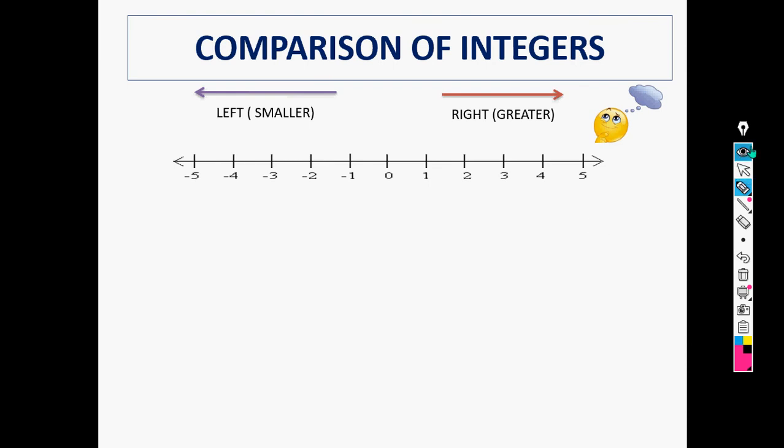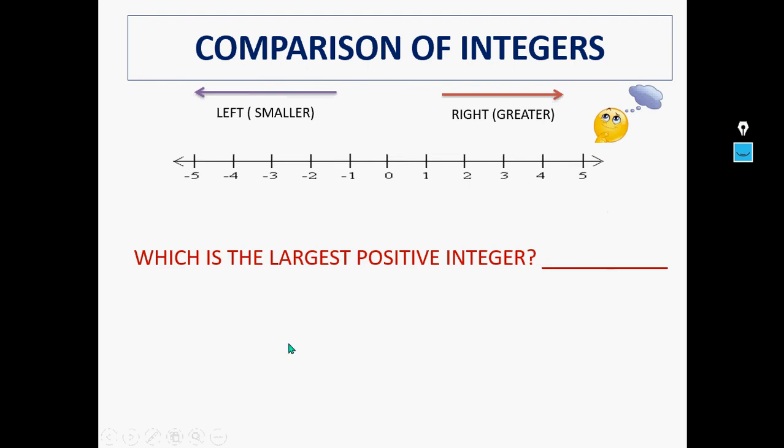Question number 1 is, which is the largest positive integer? Looking at the number line, can you see the number line can be extended to infinite numbers on the right. So any guesses which is the largest positive integer? Yes, you are right, it is infinite. We don't know which is the largest positive integer, so it is infinite.